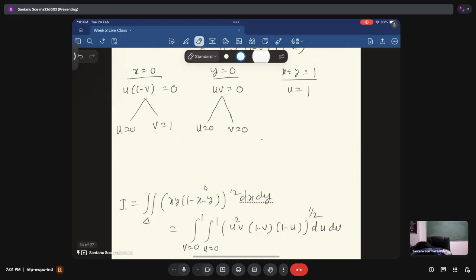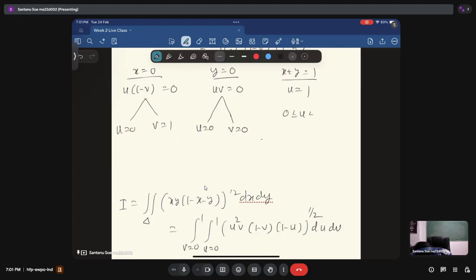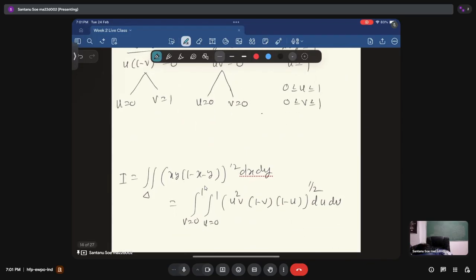So our limit will be 0 less than or equal to u less than or equal to 1, and 0 less than or equal to v less than or equal to 1. Correct? So then our integration will change onto this, dx, and then u times du dv. Correct? So now since the function is separable in both u and v, we can simplify, and then we can do the integration first with respect to u and then with respect to v.